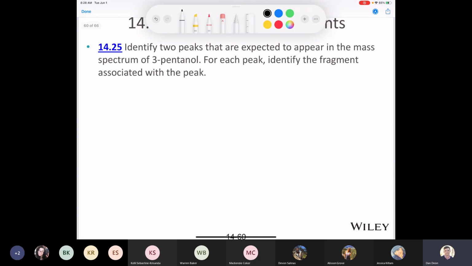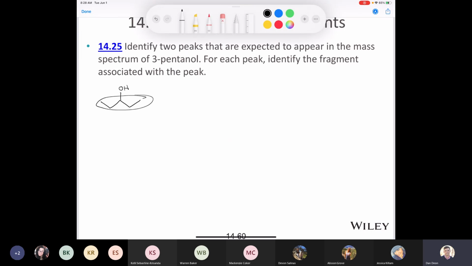So it says, and this is kind of an interesting question, it just says identify two peaks that are expected to appear in the mass spectrum of 3-pentanol. I'm going to help you out by drawing the molecule for you, because we haven't done alcohol nomenclature. This is 3-pentanol, right? The parent chain is pentane, and when it's an alcohol, it ends in -ol, like cholesterol. Cholesterol is an alcohol. Then the hydroxyl group is at the third carbon. So this is 3-pentanol. That covers the nomenclature.